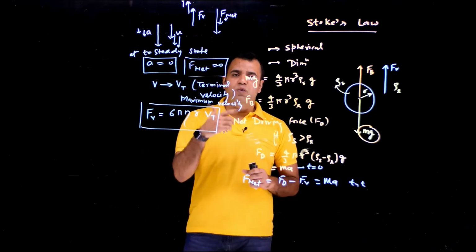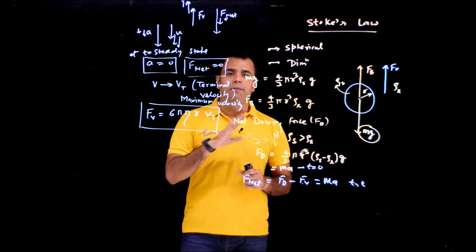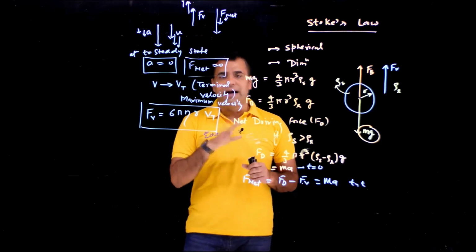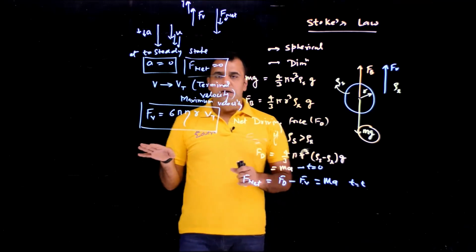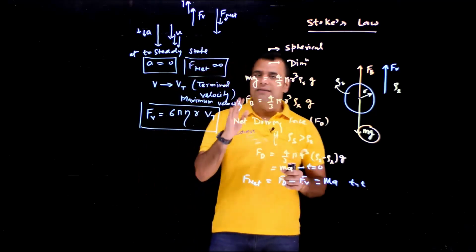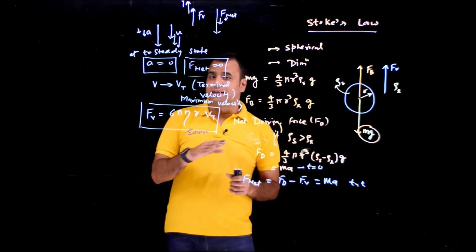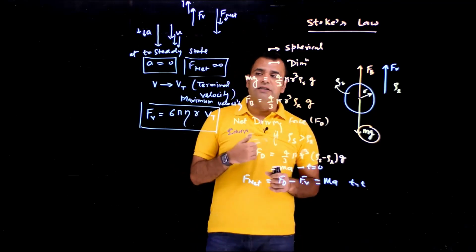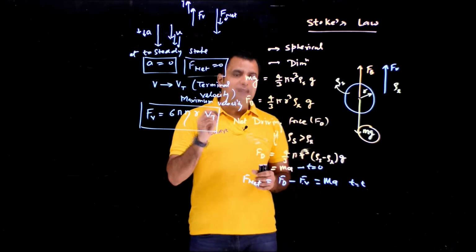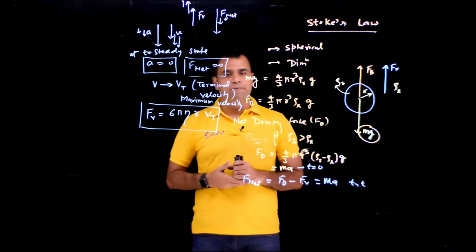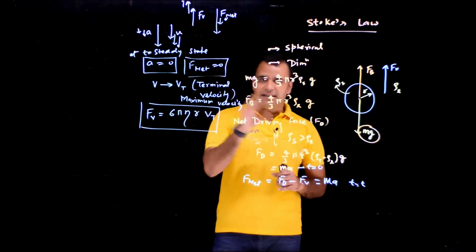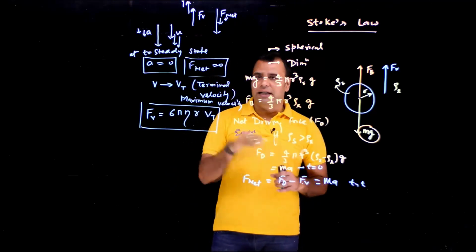And at that instant, whatever is the velocity, that velocity will be the maximum possible velocity. Because at that instant, acceleration becomes zero, so velocity becomes constant. That is the max. Until that time, velocity was increasing. So at that instant, steady state velocity becomes maximum, and we call that velocity the terminal velocity. So when the velocity reaches the terminal velocity, it becomes constant.